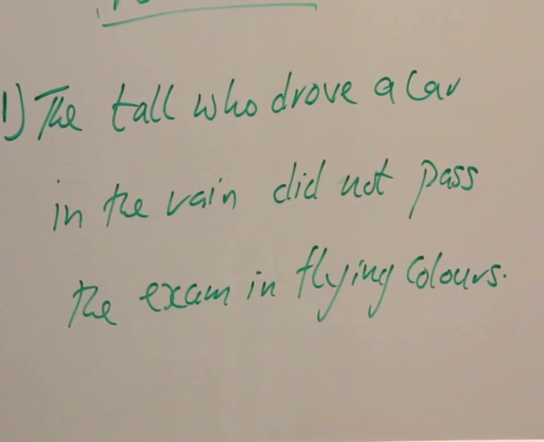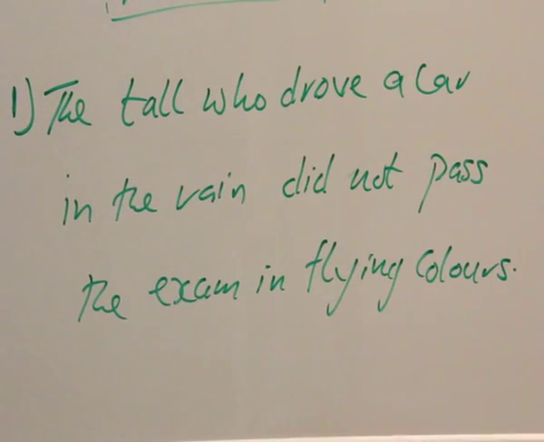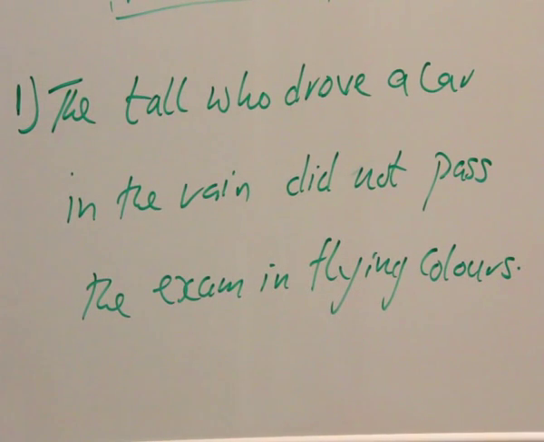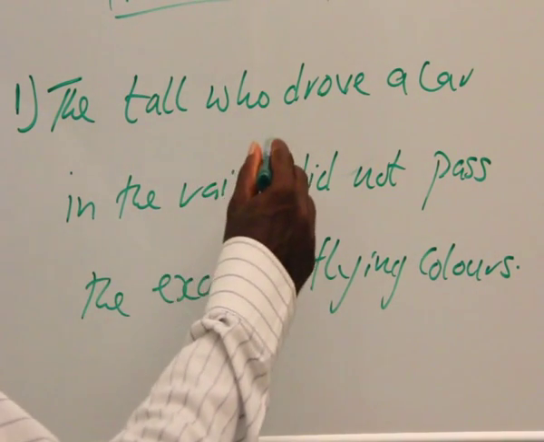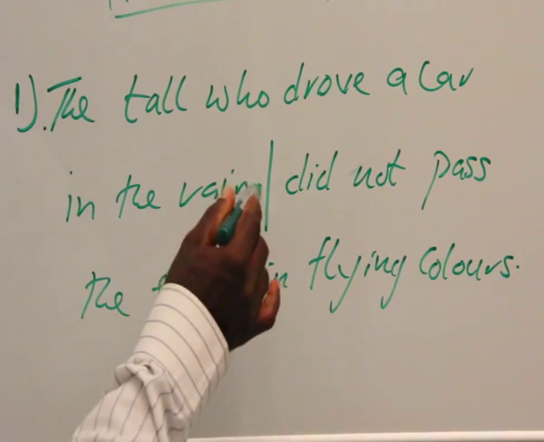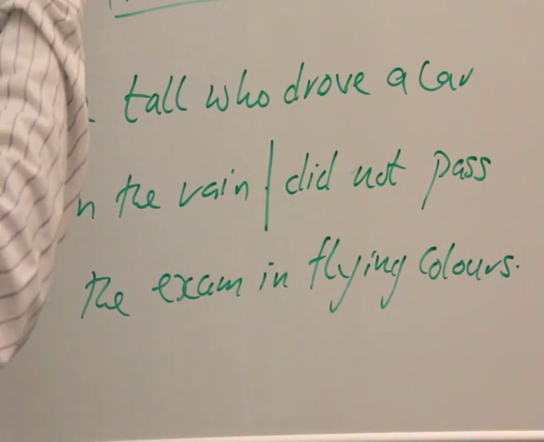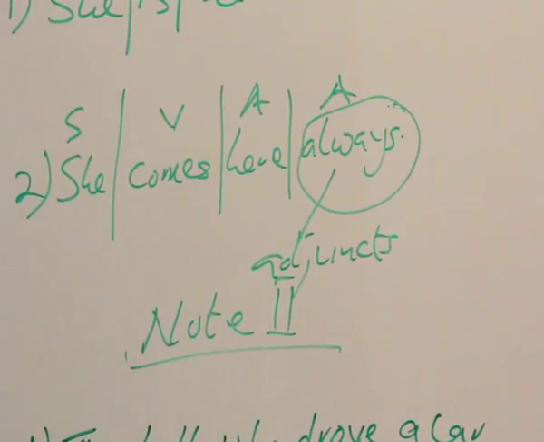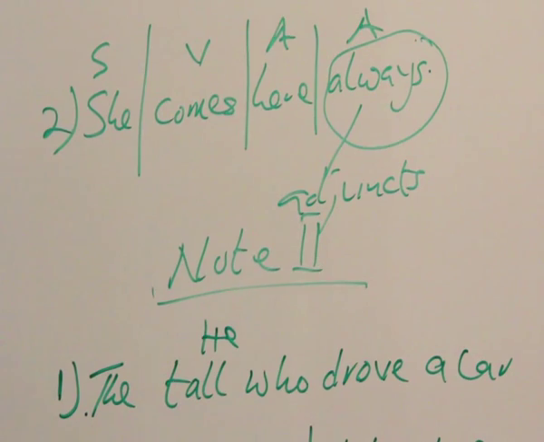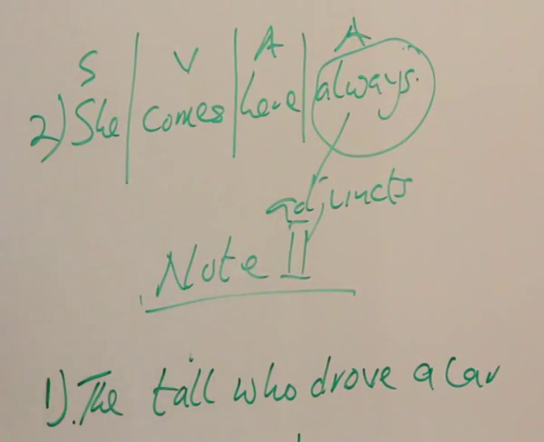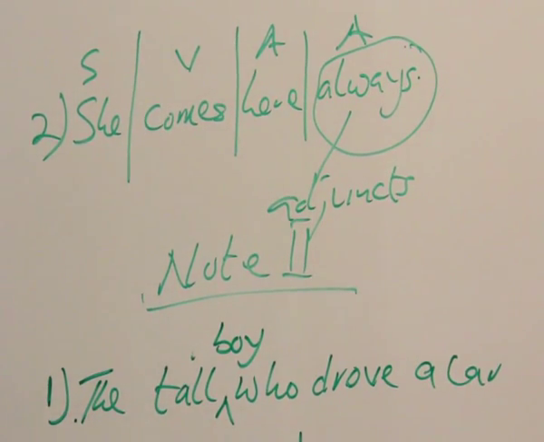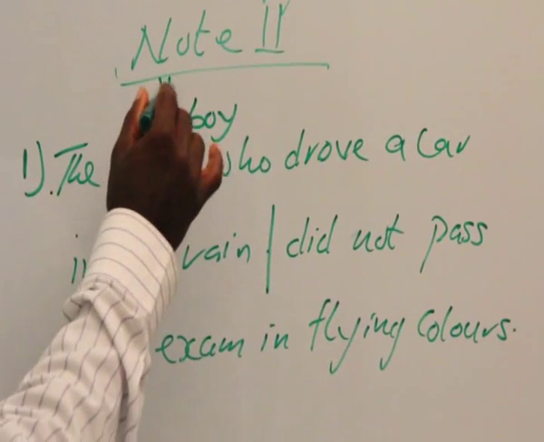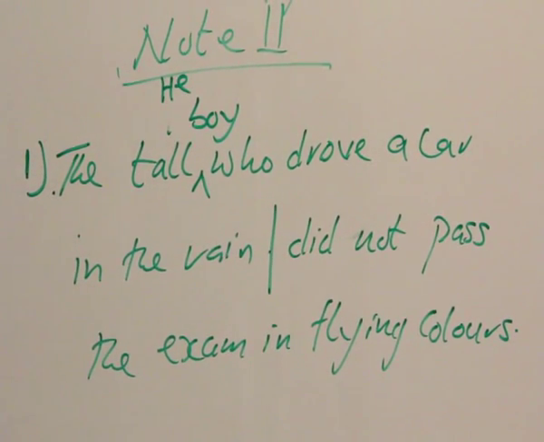Look at this sentence. It has a complex structure. So it is not the usual she did this, he did this, or that. We have a subject that is very long. The subject starts from the and ends at rain. That is the subject. So it's occupying the same space as, for example, he. The tall, okay, sorry, I need to put the tall boy. There's supposed to be boy here, which is the head of the sentence. The tall boy who drove a car in the rain can simply be replaced with he. He did not pass the exam in flying colors.